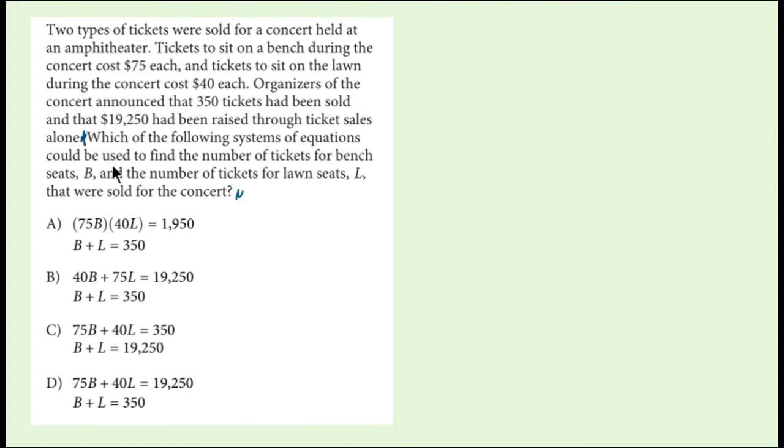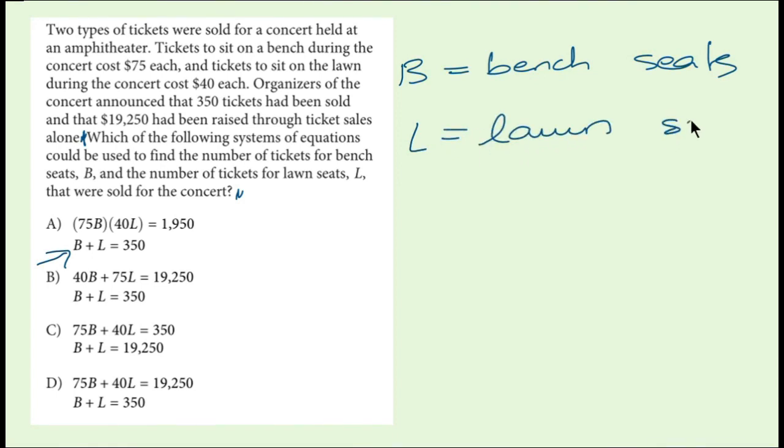Which of the following systems of equations could be used to find the number of tickets for bench seats B? So B is bench seats. So when you see B here, that means bench seats. And the number of tickets for lawn seats, L. So L is lawn seats that were sold for the concert. Now let's read the statement here. Two types of tickets were sold for a concert. Tickets to sit on a bench during the concert cost $75 each.